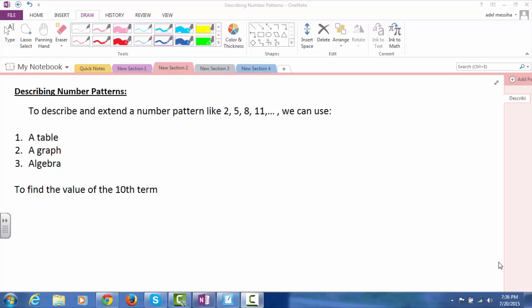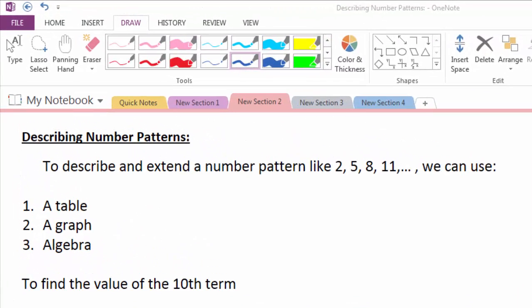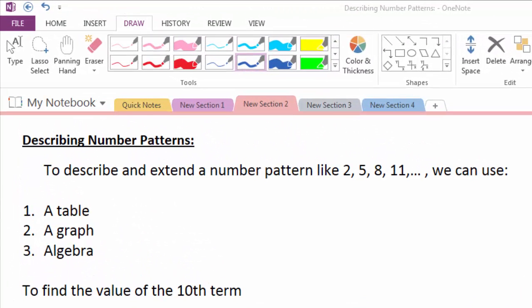Unit 10, Lesson 2. As you can see, the title is Describing Number Patterns. So we're going to talk about patterns, and this is one of the most important lessons in algebra, and we'll see how we can describe number patterns.